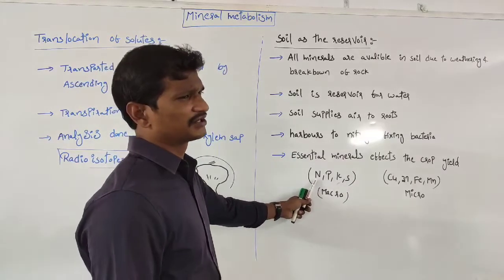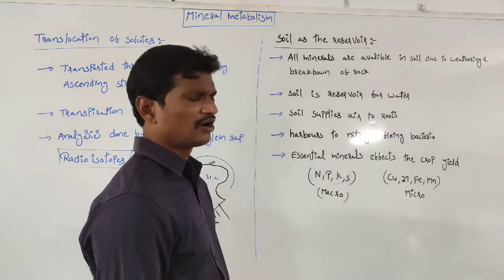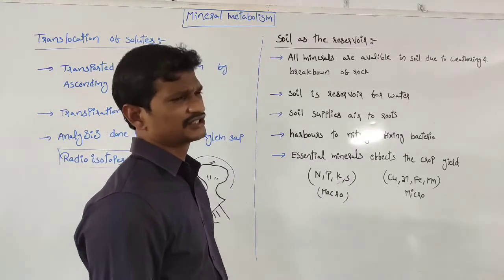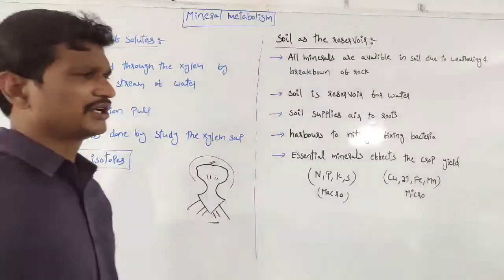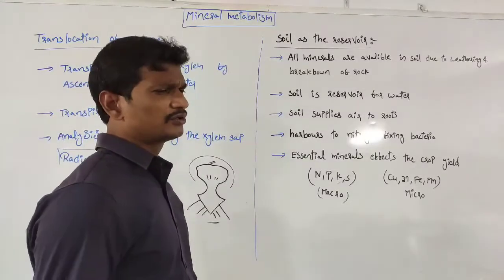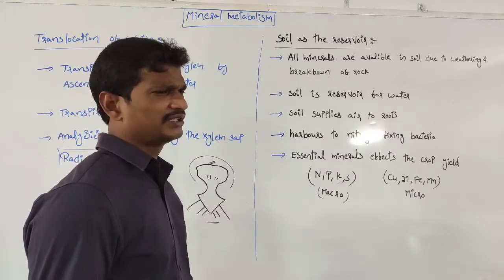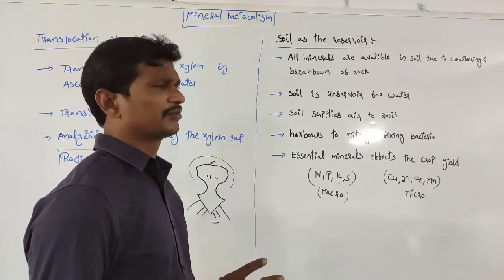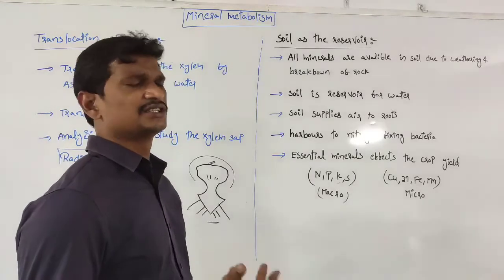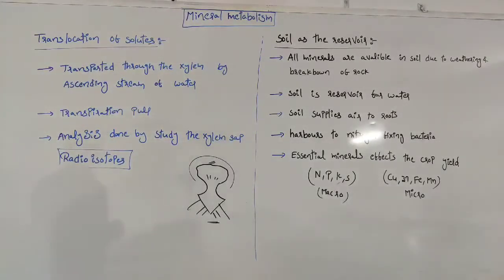Here the macro elements are nitrogen, phosphorus, potassium, sulfur. These are the macro elements, and copper, zinc, iron, manganese are the micro elements. Right? That is about the macro and the micro elements. If we want to improve our crop yield, we have to supply the minerals. Definitely we have to supply the macro and micro elements to the plants. Then the crop yield will definitely have a chance to increase. Right? That is about the translocation of solutes and the soil as a reservoir.